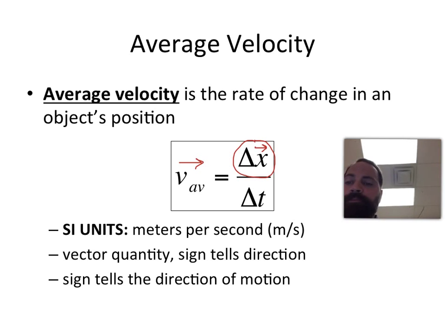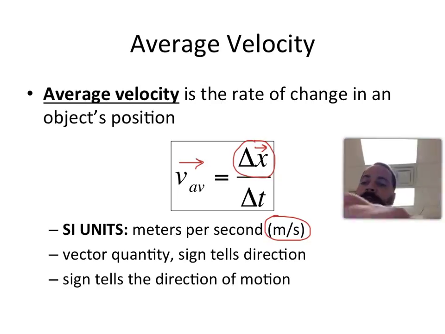We're still going to be using meters per second as our units, and with that arrow over top of it, that indicates that it's a vector. Sometimes I may forget to write the arrow, but if we're dealing with velocity, it's going to be assumed that it's going to be a vector.